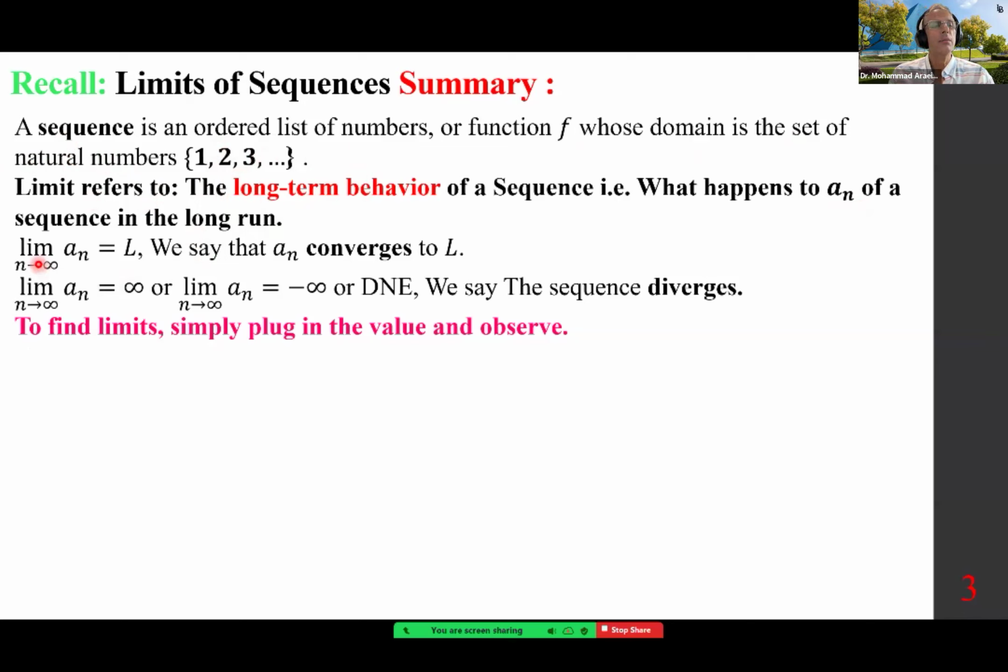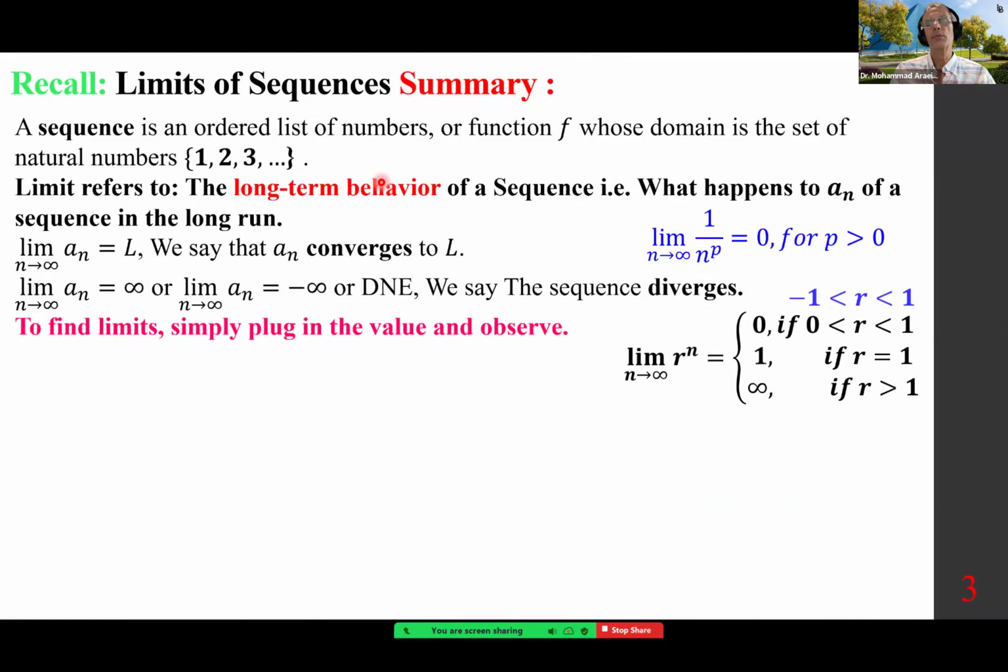When we have the limit of a sub n as n approaches infinity equals L, we say that a sub n converges to L. If that limit ends up being infinity, negative infinity, or DNE, which stands for does not exist, we say the sequence diverges. And in short, to find limits, we simply plug in the value and observe. There are a couple of theorems we discussed.